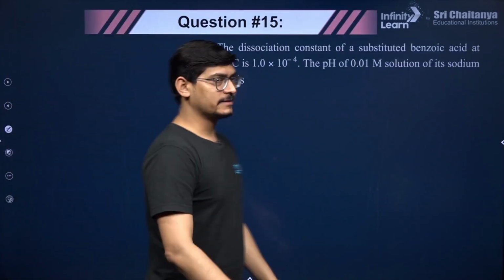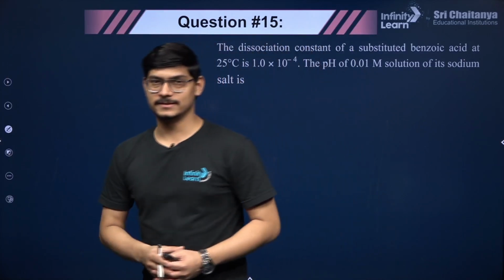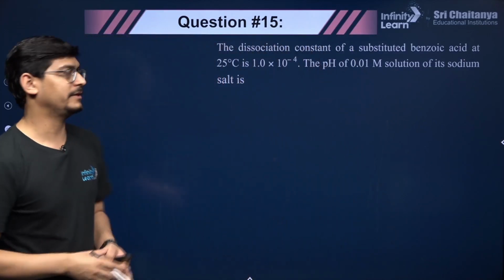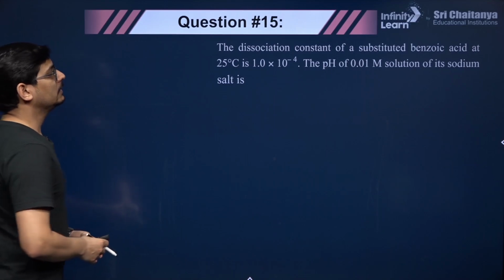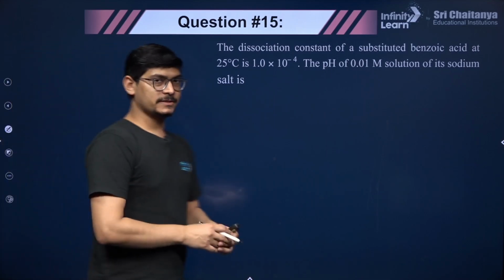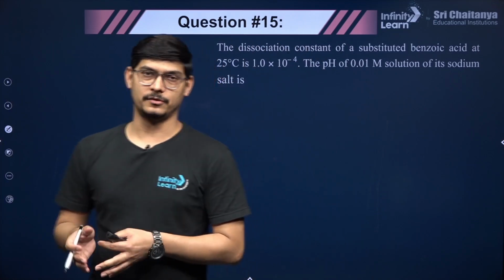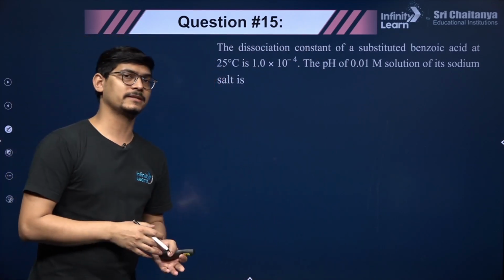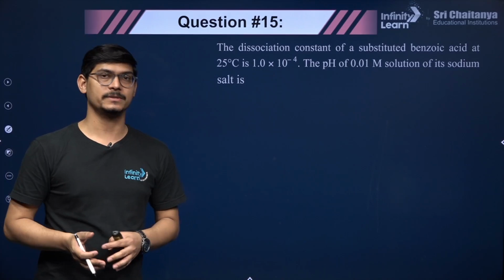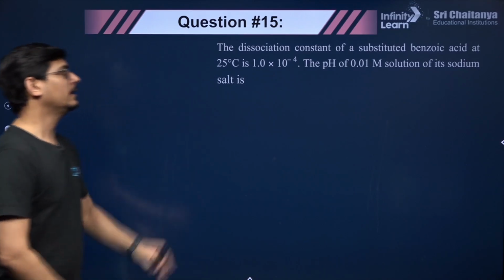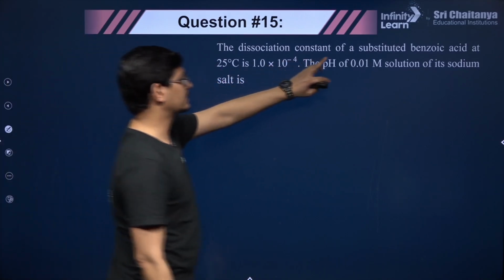This question I selected because it is based on hydrolysis. Again, on hydrolysis, there are very often questions in JEE. Salt hydrolysis, we know that salts can be of 4 types. Those come from strong acid and strong base, or weak acid and strong base, or strong acid and weak base, or weak acid and weak base. Can you tell me what kind of salt is this?